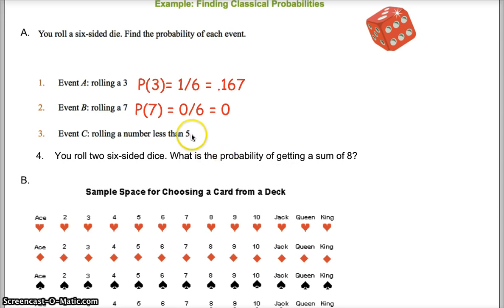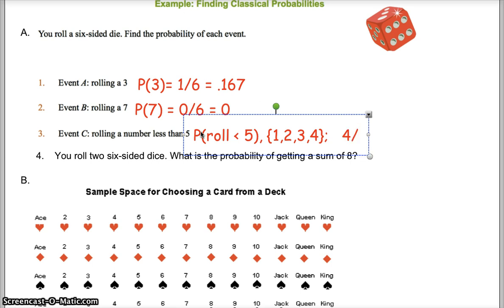What about rolling a number that's less than a 5? So we want the probability that our roll is less than the number 5. Well, what are the options that we have? We could roll a 1, a 2, a 3, or a 4. So we know that we have 4 possible successes divided by a total of 6 outcomes. This reduces to 2/3, which is equivalent to 0.667.